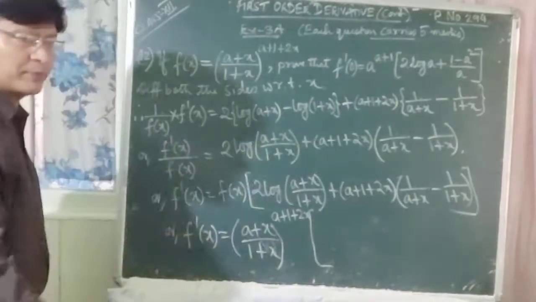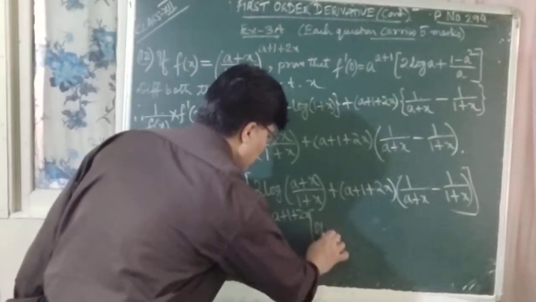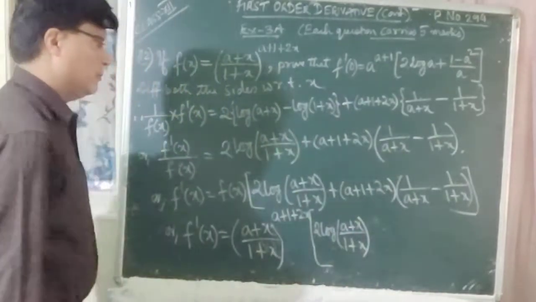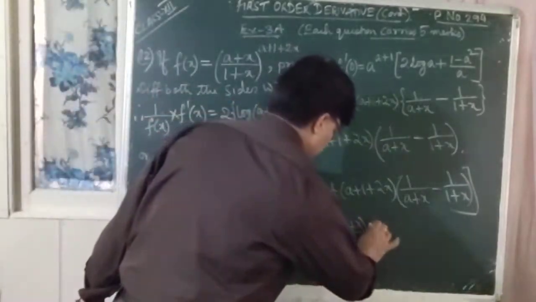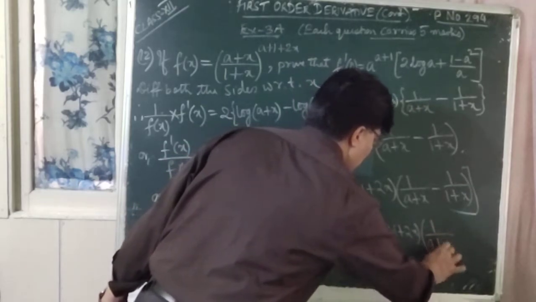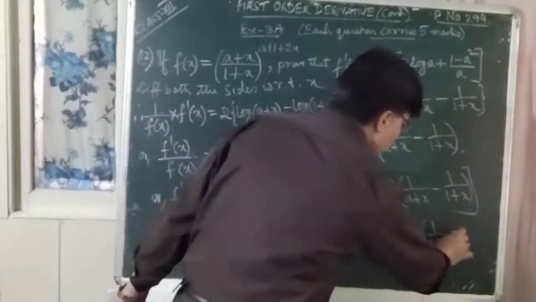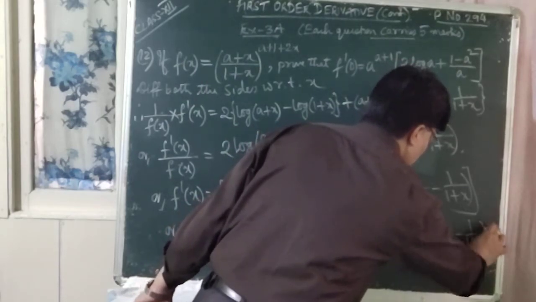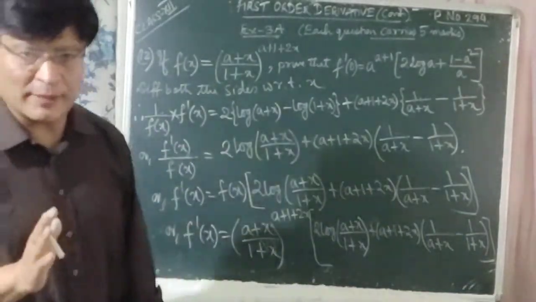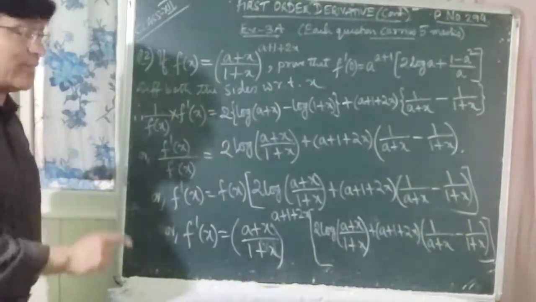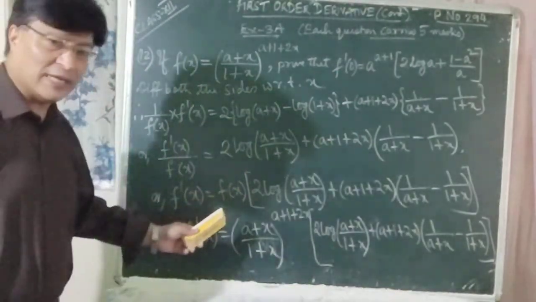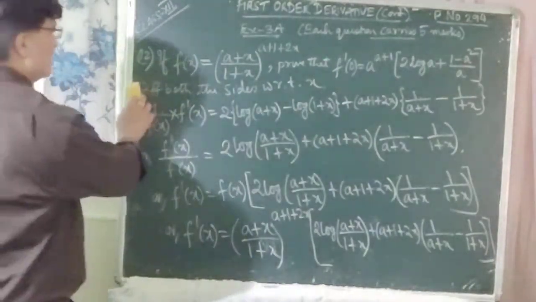So within the bracket, write down all this expression again. 2 log of a plus x upon 1 plus x, bracket close, plus a plus 1 plus 2x within bracket 1 upon a plus x, then minus 1 upon 1 plus x. So here third bracket is closed. So within third bracket the expression remains same, okay? So now actually you have to get the value for f dash of 0. So how can we get f dash of 0? By putting x is equal to 0. So let us put x is equal to 0.